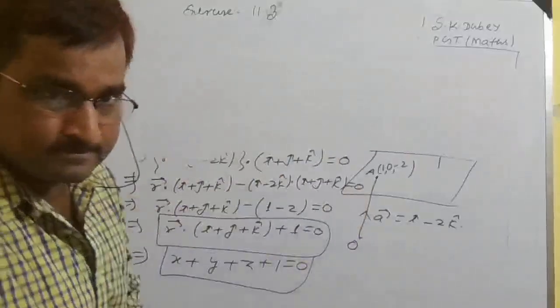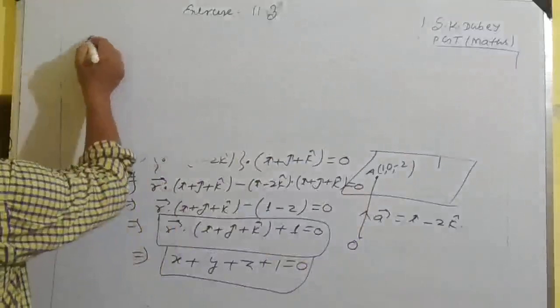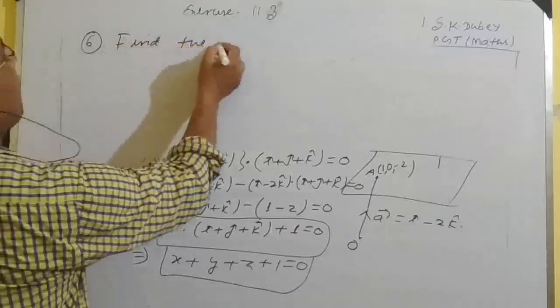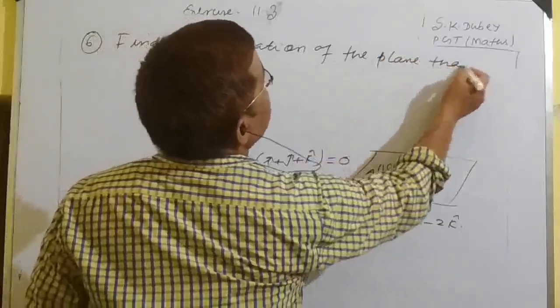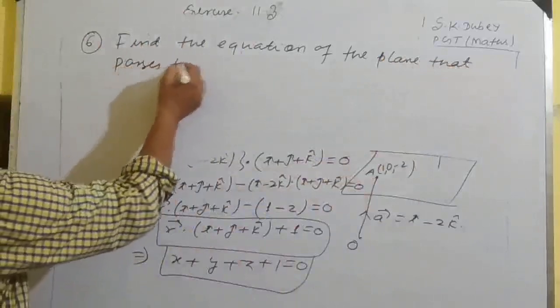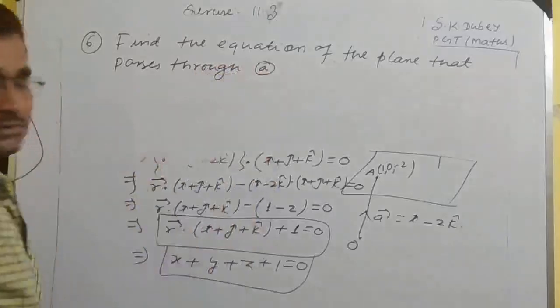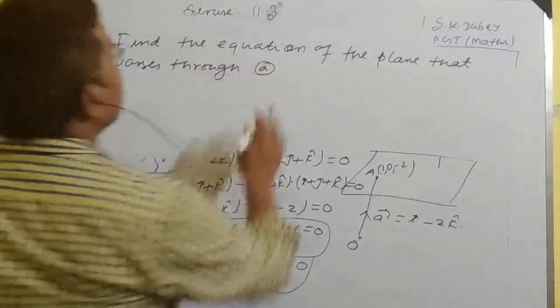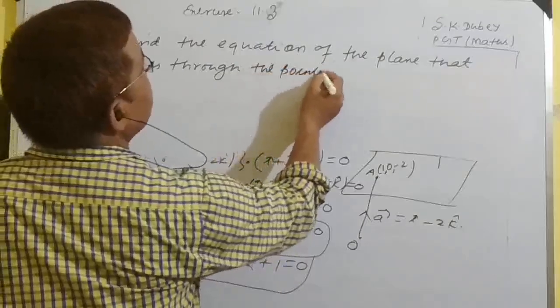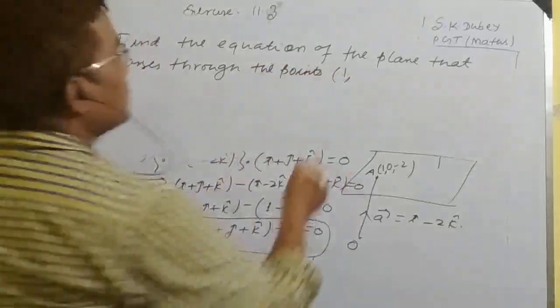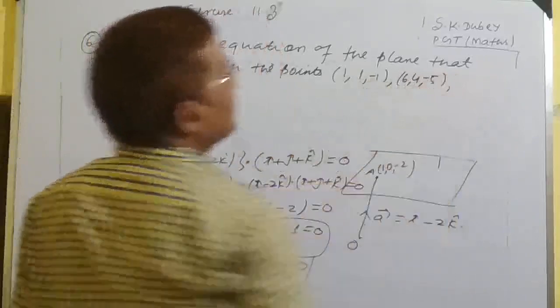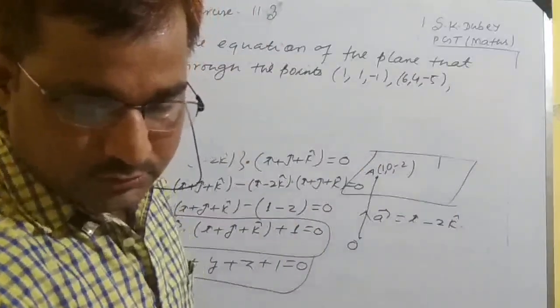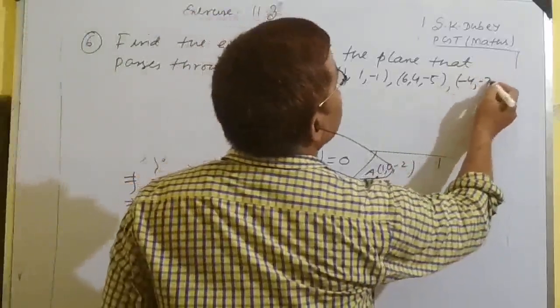Sixth question is, find the equation of the plane that passes through the points: first point 1, 1, minus 1, second point is 6, 4, minus 5, and third point is minus 4, minus 2, and 3.